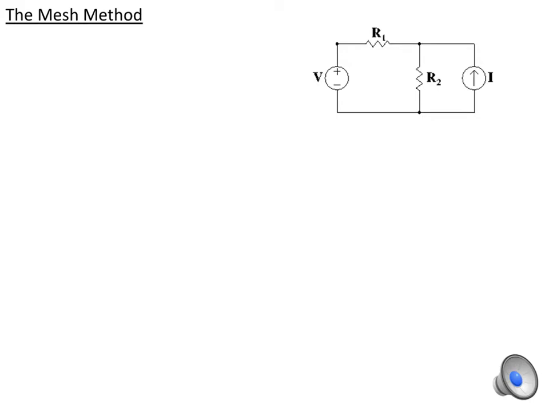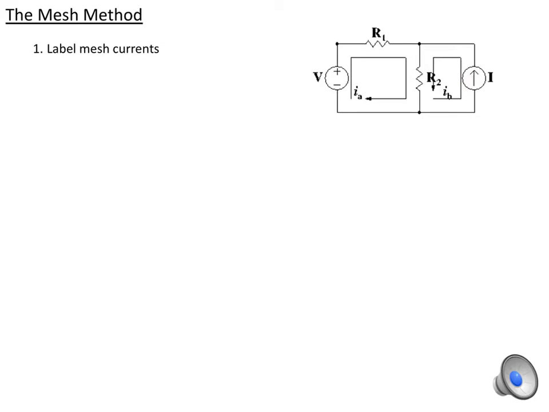It's completely equivalent to the node method, though confusions arise that often make it more difficult in practice, but occasionally it's useful. It's especially useful when we have one loop. But the first thing to do is label the mesh currents. So we have two loops in this case. This is the same circuit as the last time. We have IA and IB. And so that's the first step.